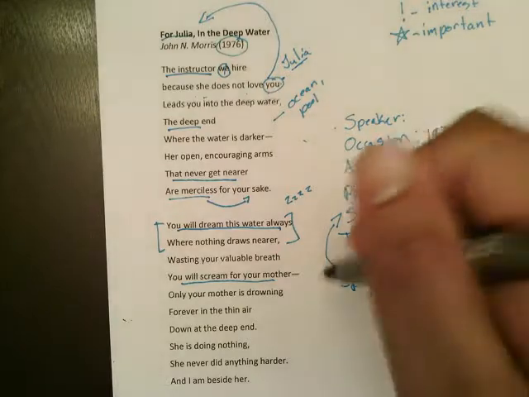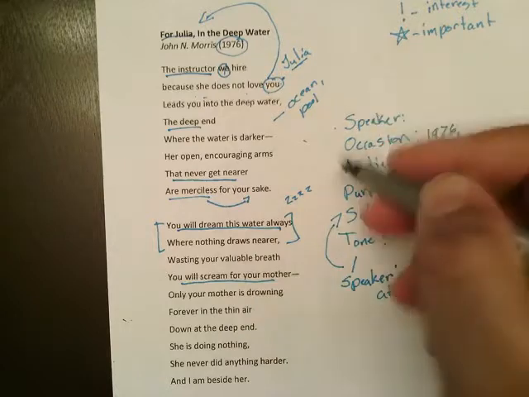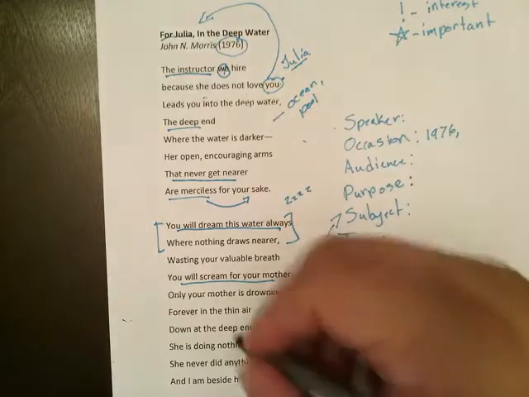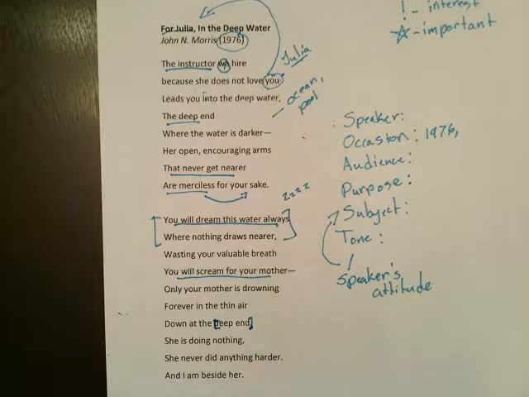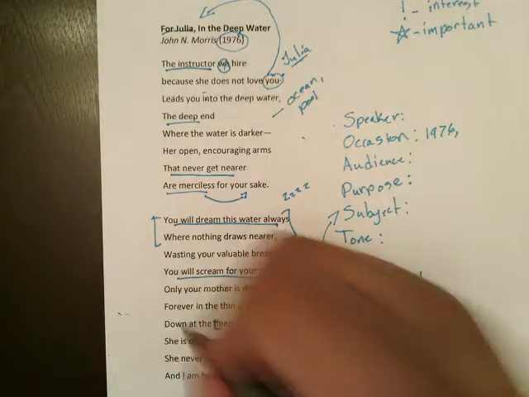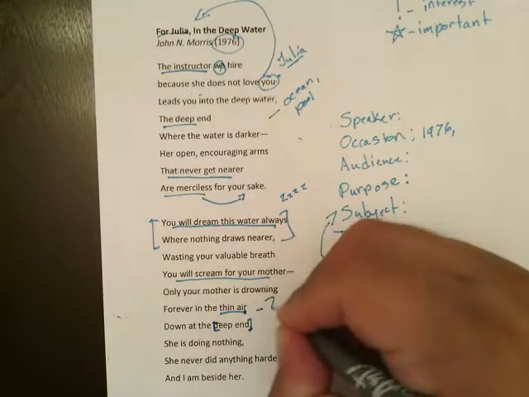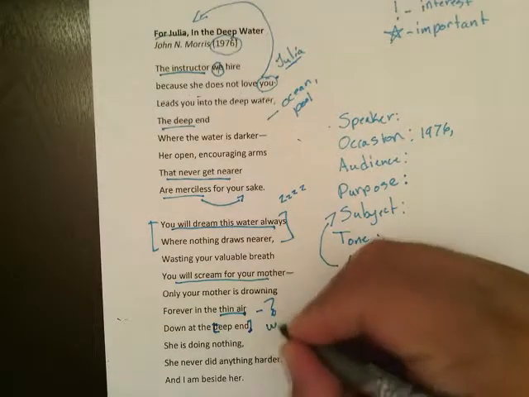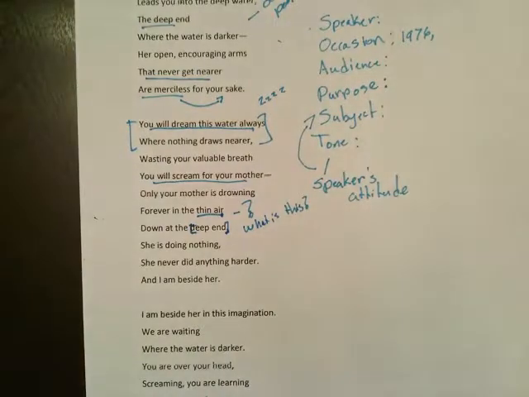So then I get down here, and the mother is also drowning. So perhaps Julia's mother is drowning, but she's not drowning in a pool in the deep water. She's at the deep end. So we know she's there, but she's not drowning in a pool. She's drowning forever in thin air. Okay, what does that mean? What is forever, and how can you drown in the air? Let's table that. On my second read through, I would come back and try to figure out if I can see what's going on.